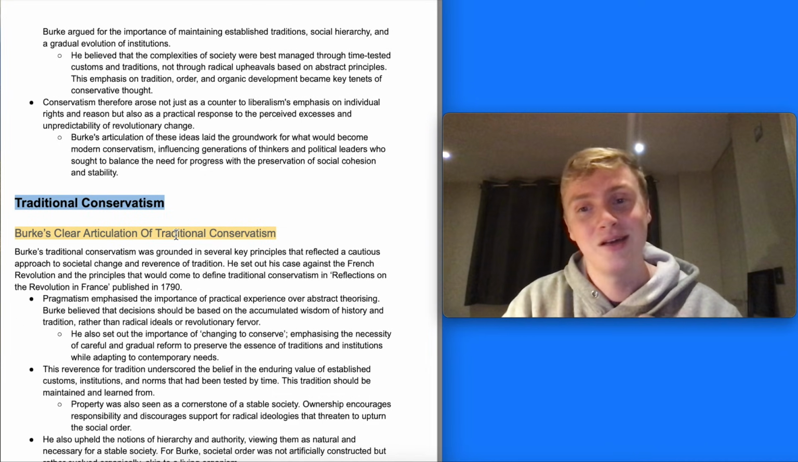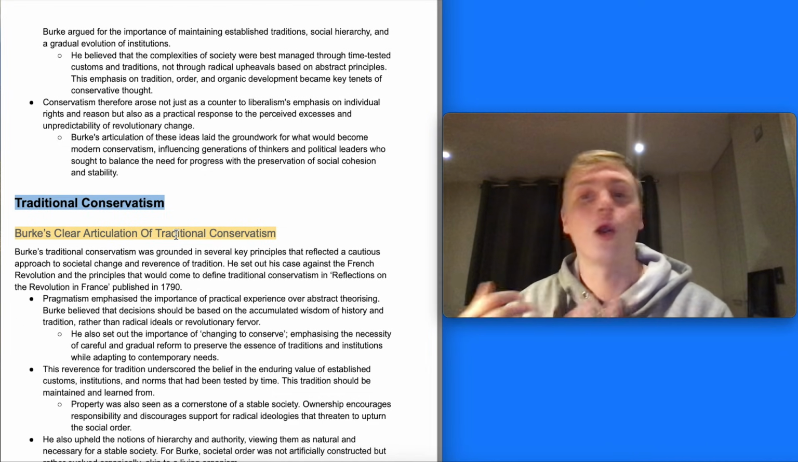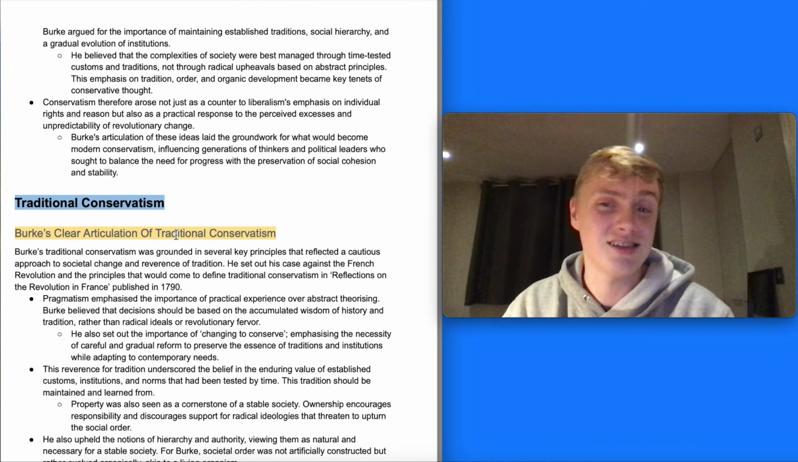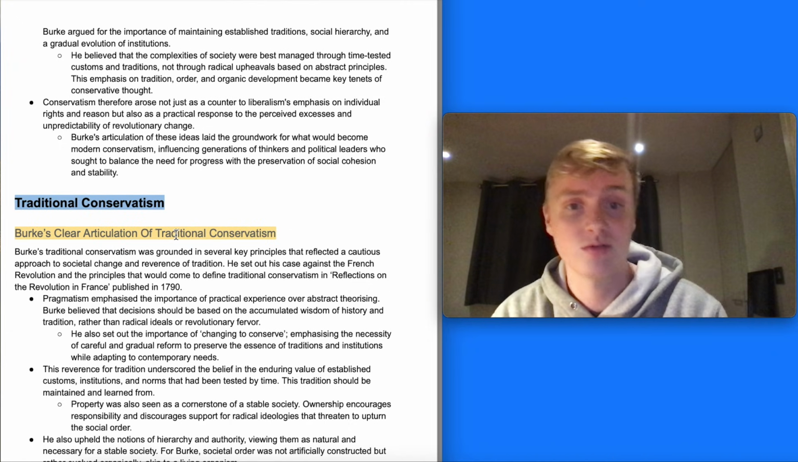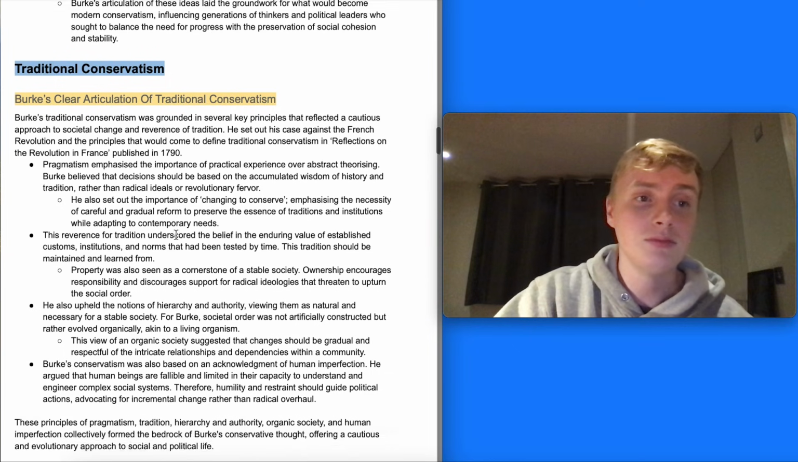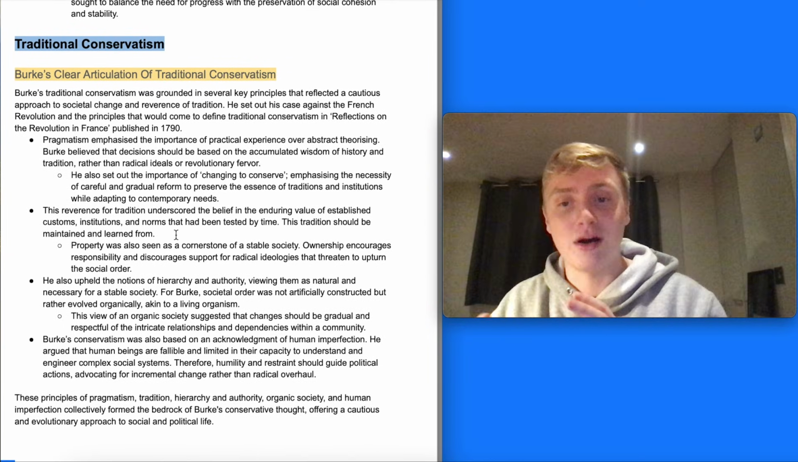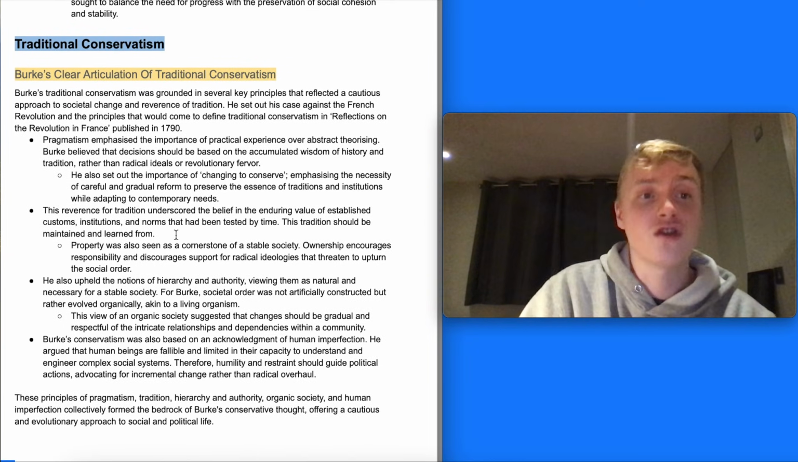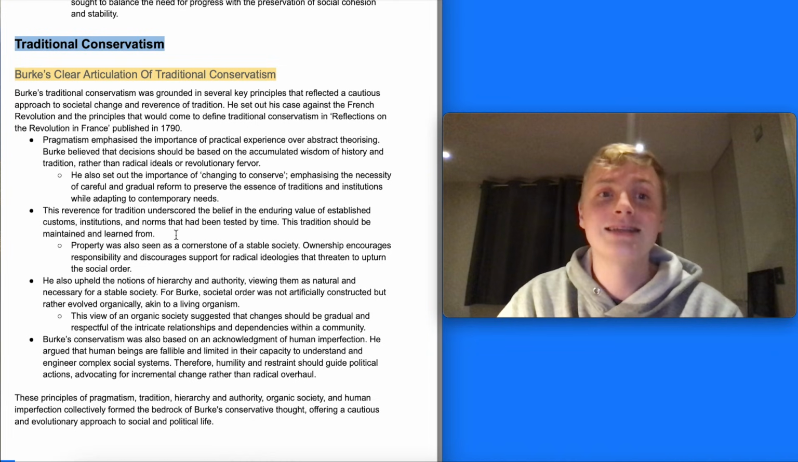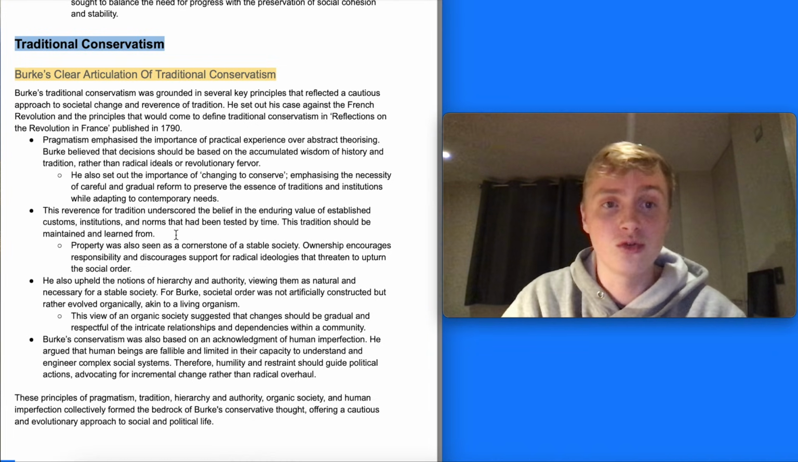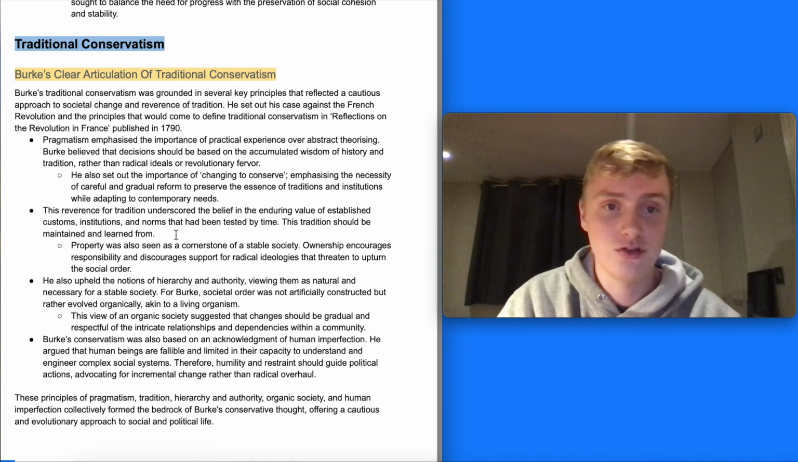So he's very much the father of conservatism, in the same way that Locke could maybe be considered the key father of liberalism, especially classical liberalism. So this is the first strand we're going to look at. That very much leads us on to traditional conservatism. And it's grounded in several key principles that emerge as a reaction to the French Revolution.